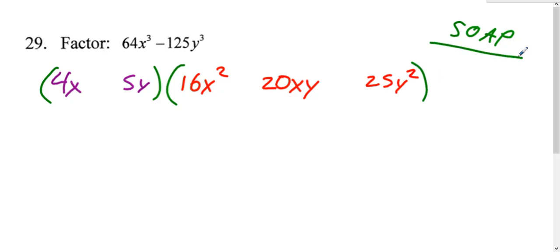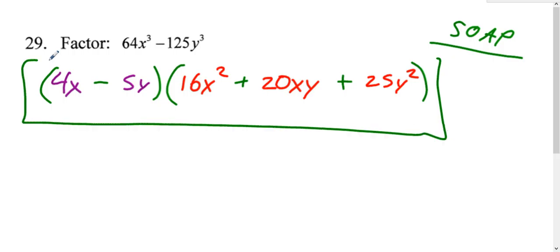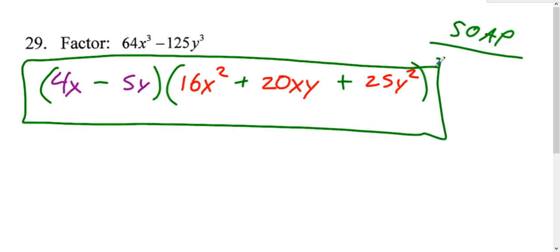And then comes SOAP. It tells you about the signs. It's the same sign, the opposite sign, and AP is always positive. That last one's always positive. And that's factored.